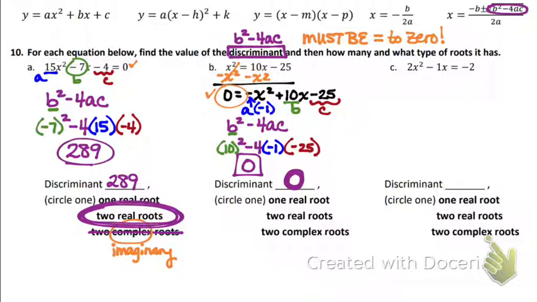Is that going to be complex? Is that imaginary? No. If I add the square root of 0 and I subtract the square root of 0, I don't get different numbers. This is one real root.